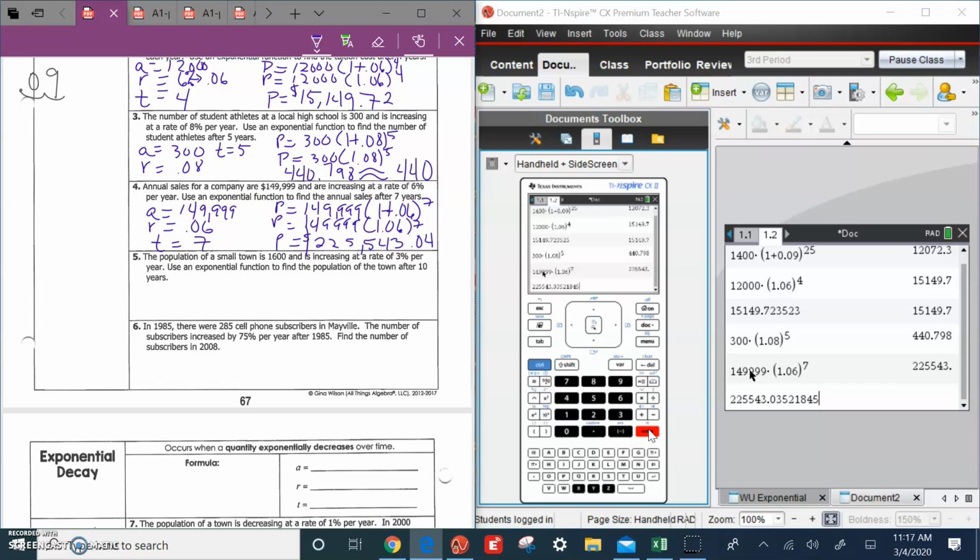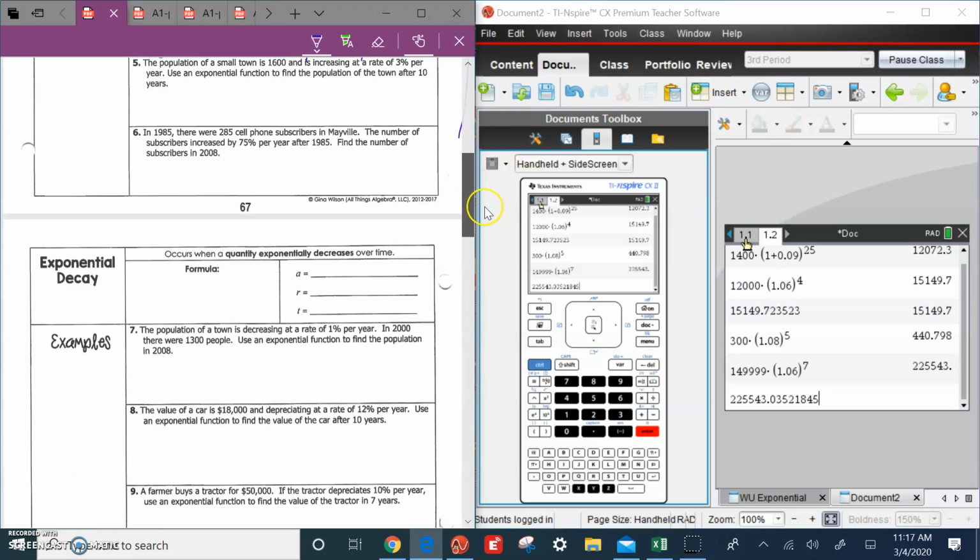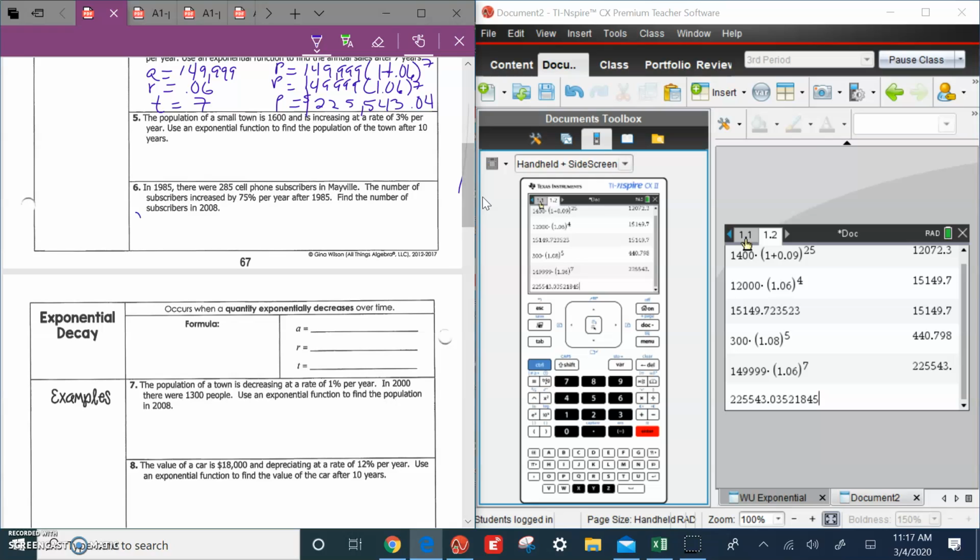Careful on problems like number 6. On number 6, you actually have to figure out the time. So they don't give you the time. So A is 285, R is 0.75, but time, it tells you you're going to start in 1985, and then you're going to want to figure out how much is it going to be in 2008. So in order for you to figure this out, you're going to subtract them.